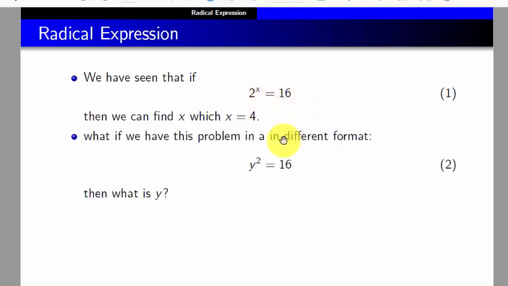Now what if we have a problem in a different form? y to the power 2 is 16, how much is y? In order to solve such questions, we need a new tool. And that tool is nothing but radical expression.